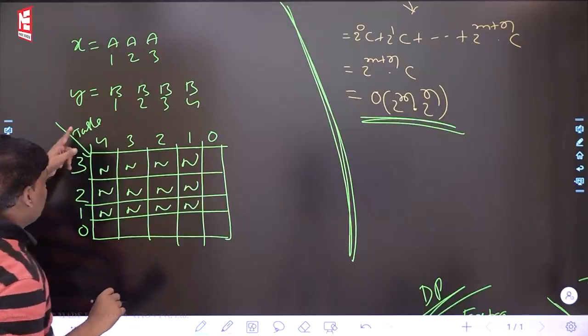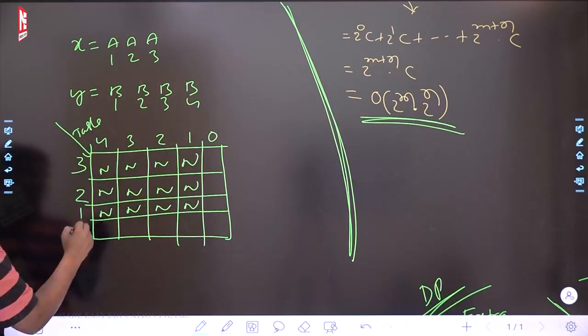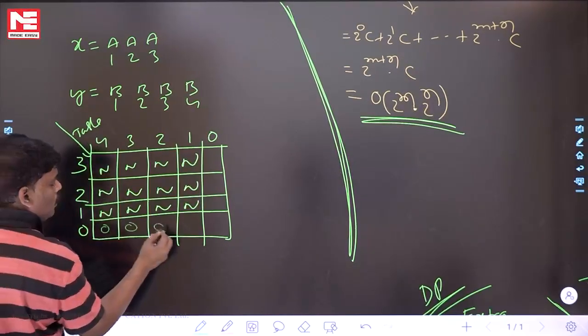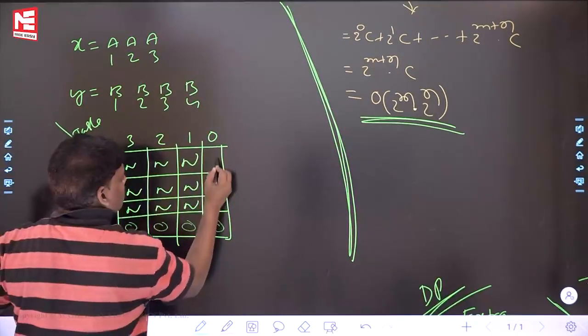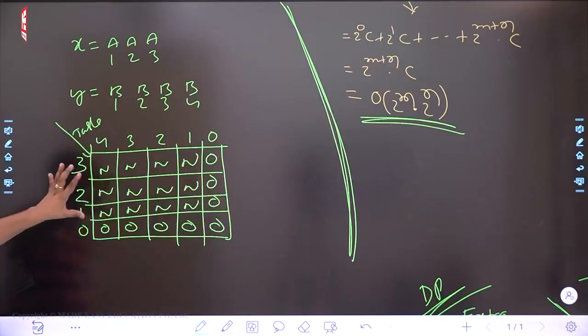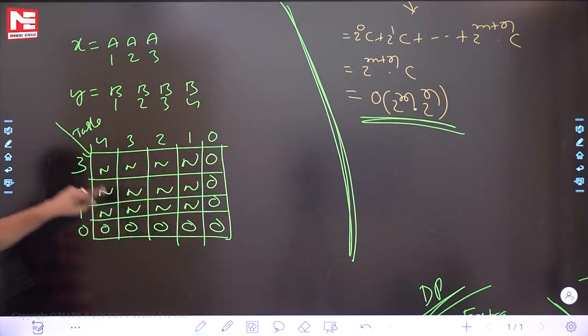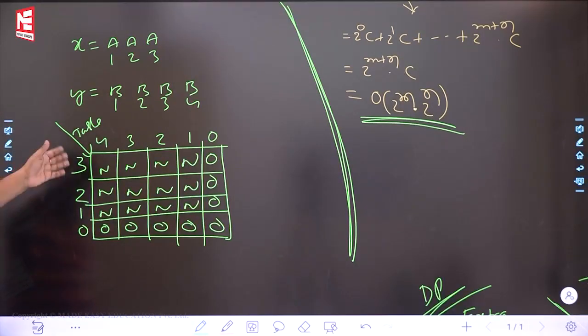Next one. Table of means LCS. LCS of 0 comma 4: if one string is empty, the answer is 0. These are the termination conditions. So this much big table is required. LCS of m comma n: how many distinct function calls? For everything one slot is required. So m plus 1 into n plus 1 distinct function calls, so mn table size is required.